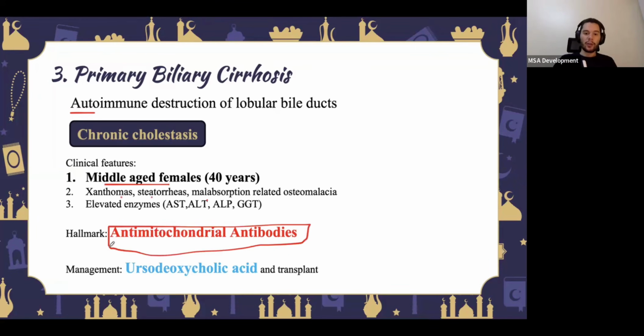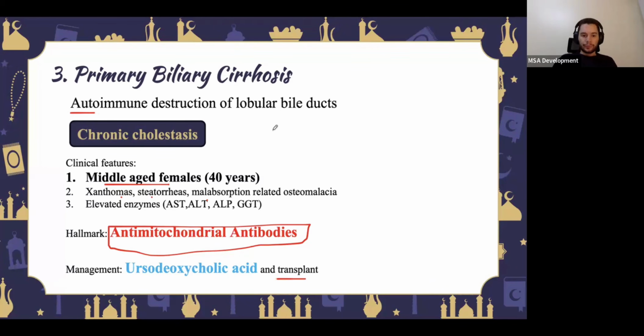How would you manage those patients? Again, because they are unable to release the bile from the body, you could give them a molecule that helps release that bile, which is also ursodeoxycholic acid. If that doesn't work, you could do a liver transplant and fix their autoimmune destruction.